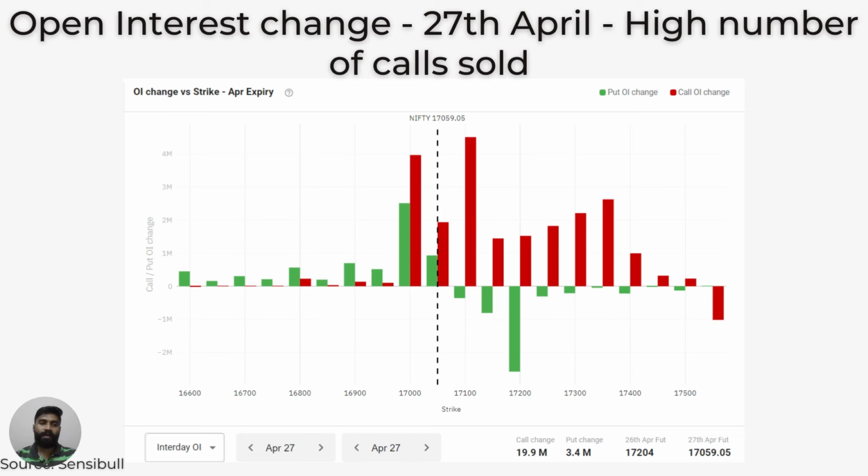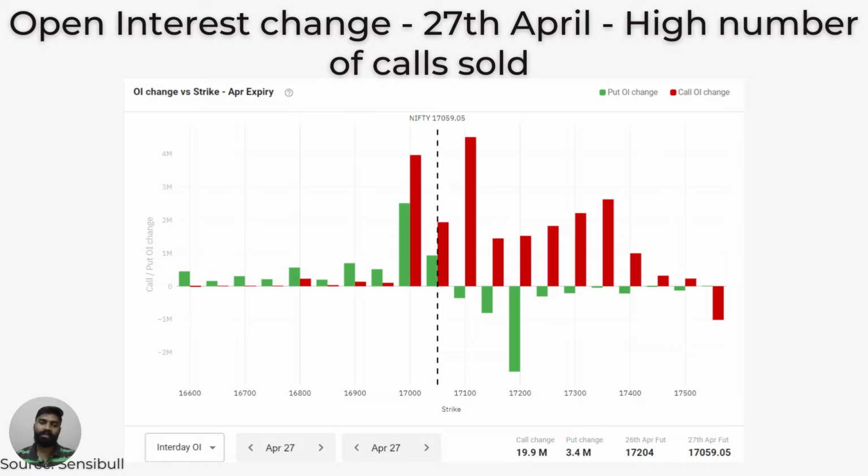Now let's look at this graph, which is the open interest change versus the strike price. We are seeing a lot of red candles here. The red candles, which is the call OI change, mean that lots of calls are sold at this particular level. For example, at the 17,100 level, there are a lot of call options sold. What the traders are thinking here is that the Nifty 50 is not going to breach the 17,100 mark, and thus they can pocket the premiums that they receive. And so this particular level will act as a resistance for a short period of time for the Nifty 50.